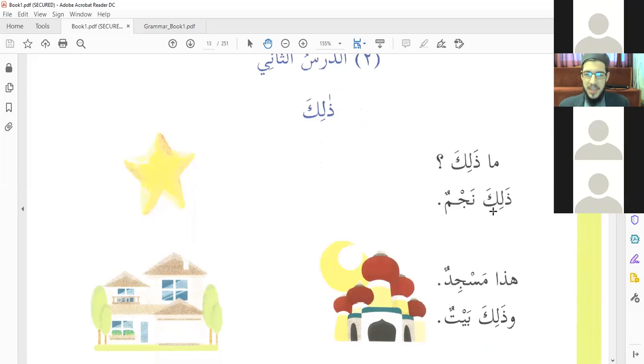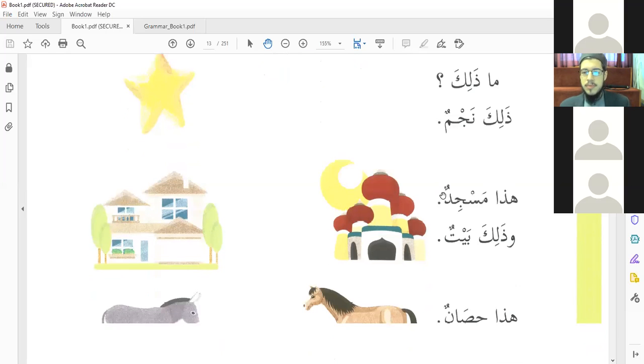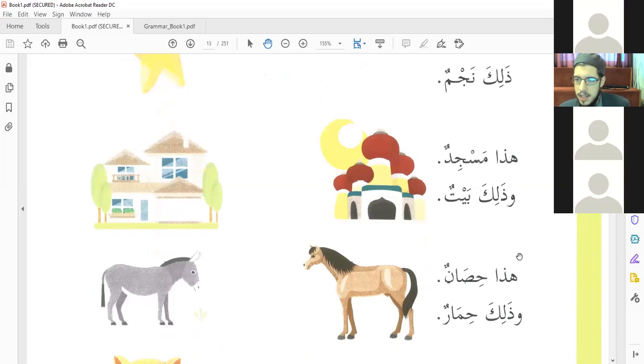Perfect fix. Good job. So we're using, this is cumulative. We're building off of what we learned before. We have ما ذلك. We're able to ask a question right away. What is that? ذلك نجم. That is a star. Najmun is a star. The tanween tells us that it is indefinite, meaning that it's a star among many stars. ذلك نجم. Good. Let's have Kylie.